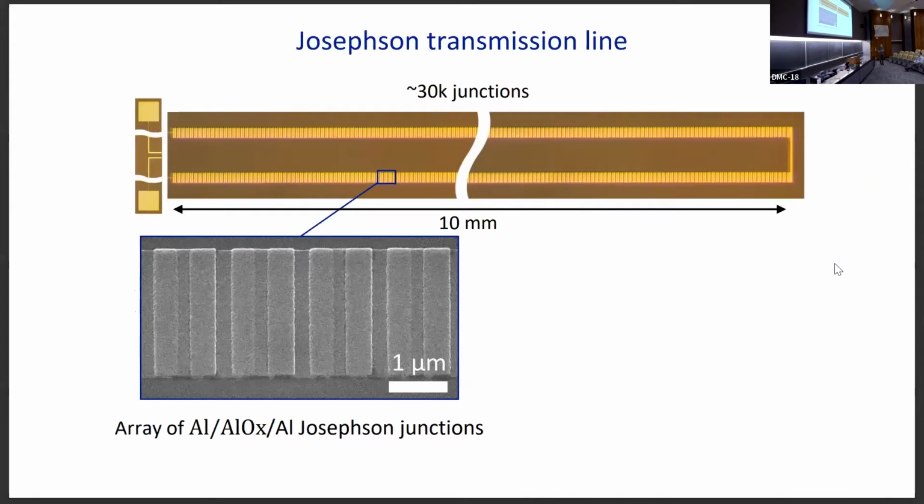So let me introduce this cavity which we use. It's built out of two very long arrays of Josephson junctions. Each side is composed of a few, like 30,000, junctions. Each rectangle here is an aluminum oxide, aluminum junction. So it's like two aluminum films overlapping, separated by an oxide, and they're connected in series.